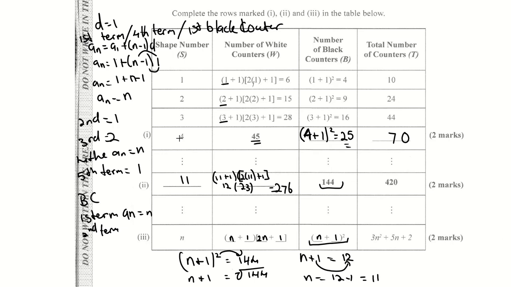Or you could have taken 4 and substituted into this. So this would have been 3 by 4 squared plus 5 by 4 plus 2. You can put this in your calculator. 3 open bracket, 4 close bracket squared plus 5 by 4 close bracket plus 2. And you will get 70. Right? If you did do it, go ahead.